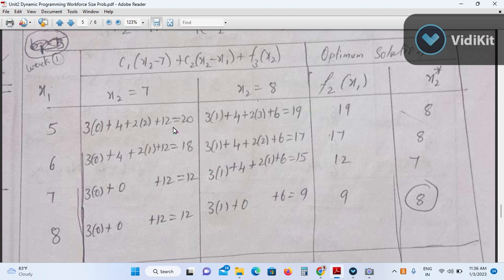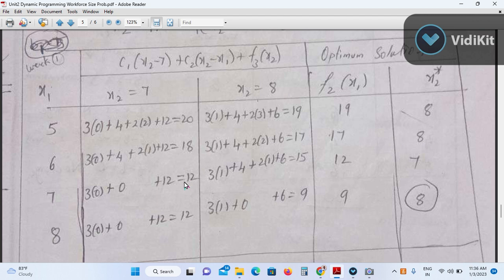Now again, for x2 equal to 7 and 8, for the case of x1 equal to 5, you will get 20 and 19. So you have to choose the optimum. What is the optimum here? Minimum laborers we are going to recruit, right? So therefore 19. It is given by x2 equal to 8. That is the optimality here. Similarly in this case 18, 17. So the minimum is 17. It is given by 8.